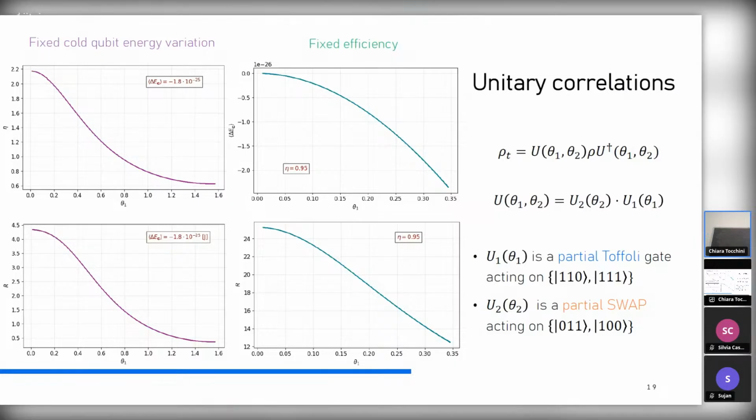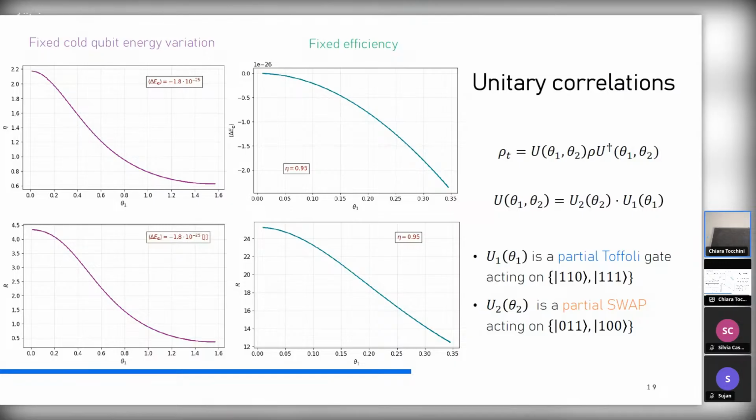But in this other case, we see that when this ratio is maximum, the cooling is lower. So we can say that in general, correlations are not always detrimental, but we can see that in this case, when we have higher correlation, we also have higher efficiency.